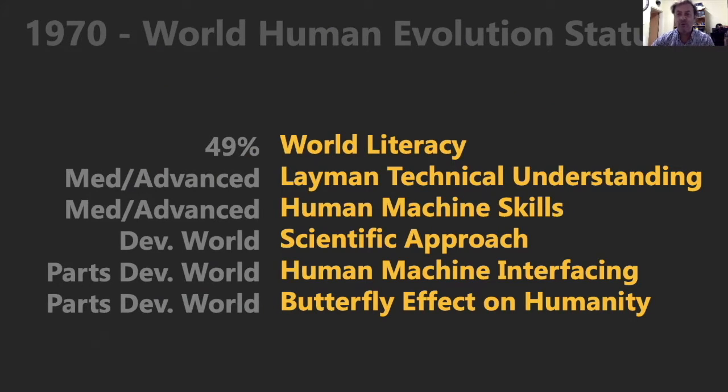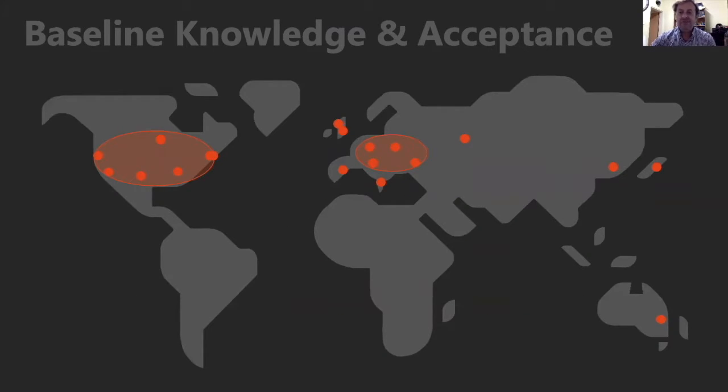By 1970, half of the world was now literate. The Western world and its offshoots are now fully engaged in the human-machine interaction. In 1970, a broad segment of Western society now enjoys a high level of human-machine interaction. Being introduced to technologies from a very early age shortens the learning curve and simplifies a person's ability to understand new technologies.